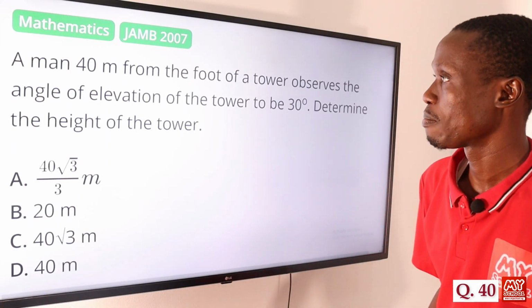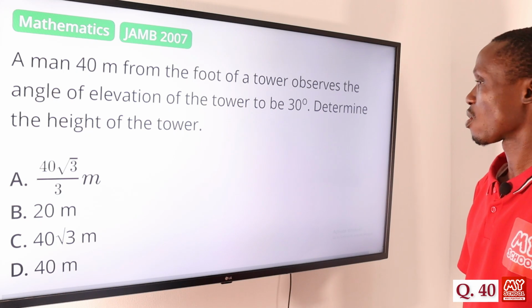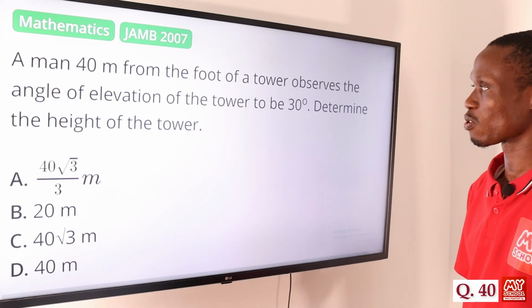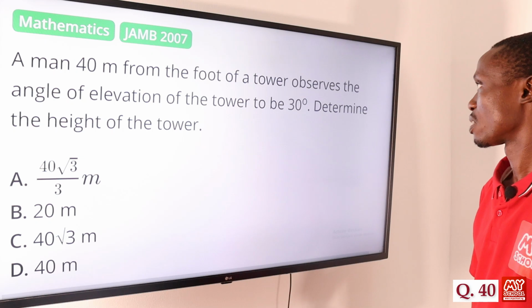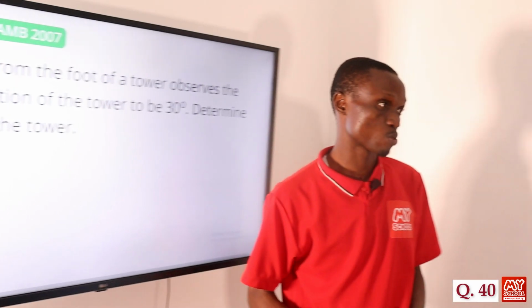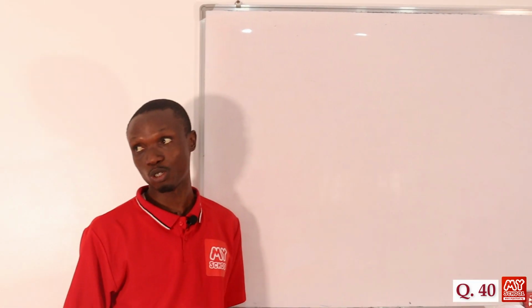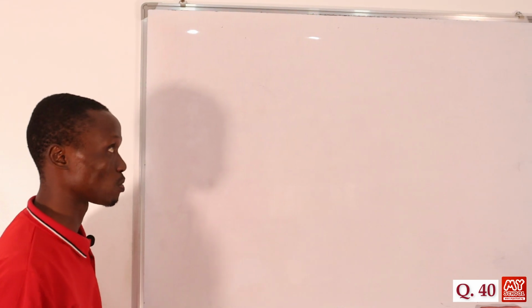Question 40. A man 40 meters from the foot of a tower observes the angle of elevation of the tower to be 30 degrees. Determine the height of the tower. So let's move over to the board to provide the answer to this question. Questions on elevation are usually interpreted with a drawing.